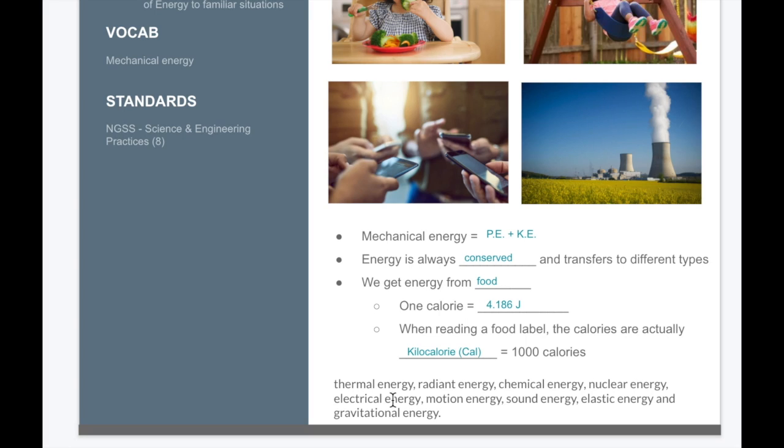Nuclear energy is like splitting of atoms and things like that in order to create massive amounts of energy. Electrical energy, we get from things that are plugged into electricity. There's a current of electrons that help cause this energy. Motion energy, that's going to be our kinetic energy. We have sound energy, so it's things that make sound. Elastic energy, we've kind of talked about before, and gravitational energy. So both of those are potential energies.